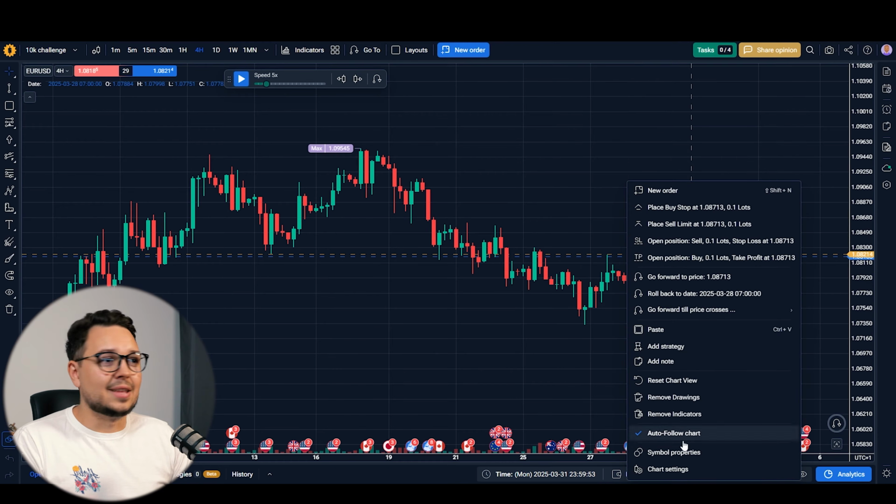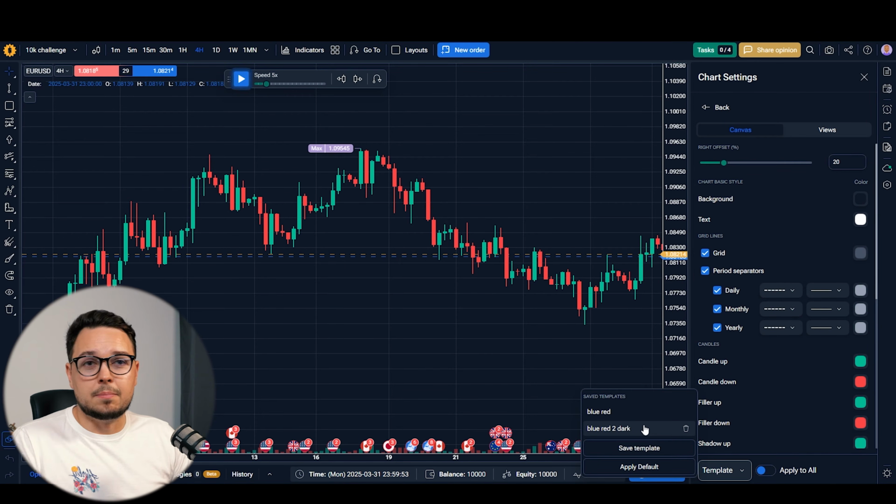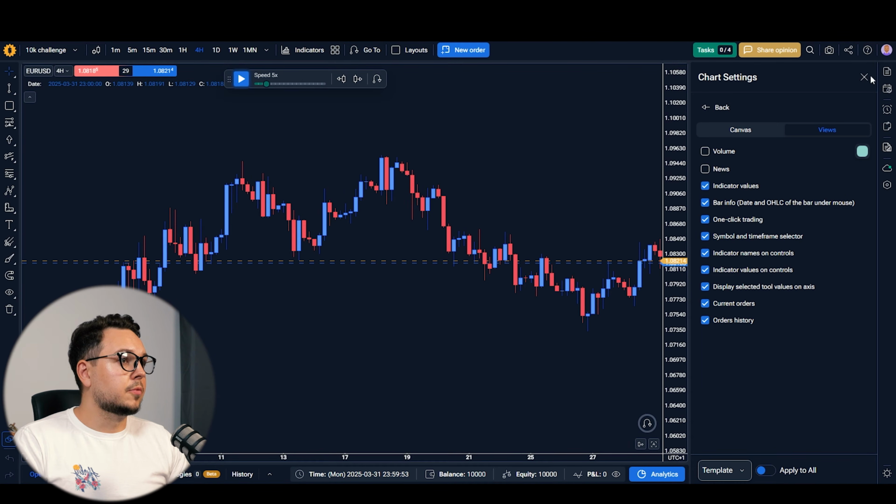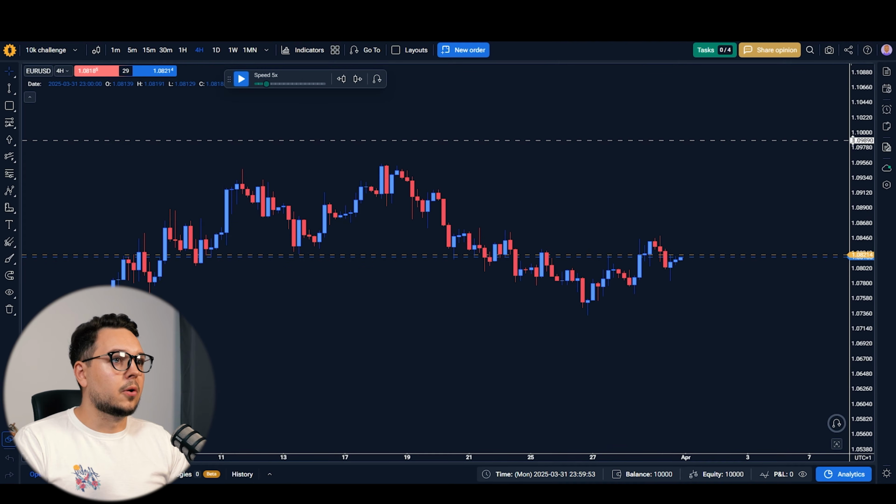You can even select the chart settings. I already have a template set up, so this is my little settings. I also don't like seeing news at the bottom, so we can just turn this off. There we go. Nice clean chart.